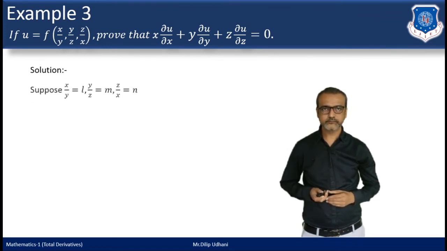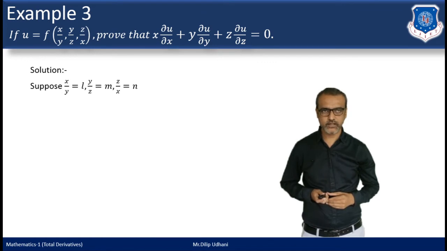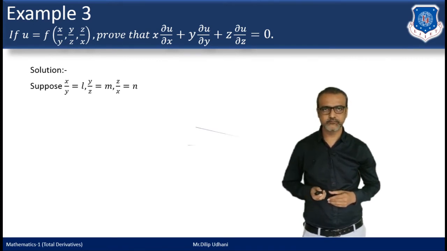So here, suppose x upon y equals l, y upon z equals m, and z upon x equals n. So we will have u equals a function of l, m, and n. And indirectly, l, m, and n are functions of x, y, z. So u is a composite function of 3 variables x, y, and z. So we are in a position to find del u by del x, del u by del y, and del u by del z.